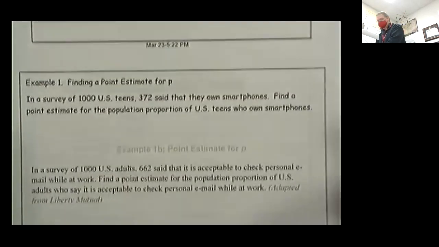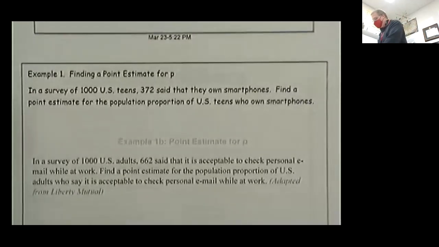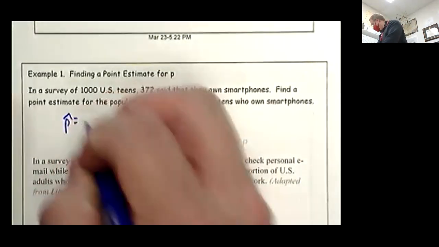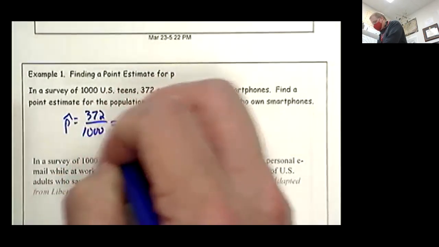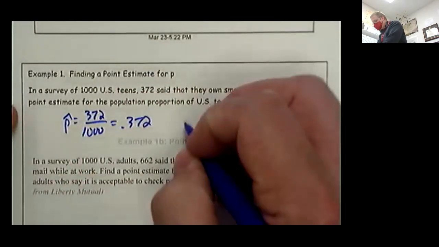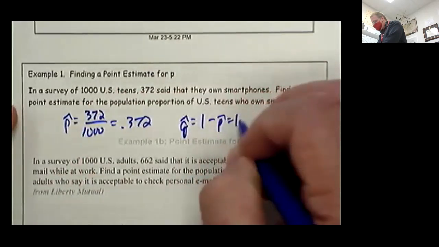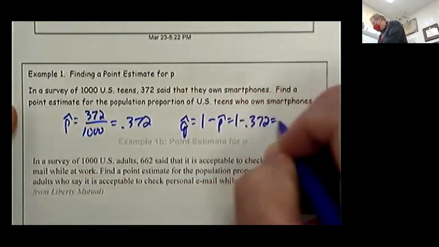We're going to start by finding some examples of P hat. In a survey of 1,000 US teens, 372 said that they own smartphones. Find a point estimate for the population proportion of US teens who own smartphones. Therefore, P hat is 372 over 1,000, which is 0.372. If we wanted to, we could find Q hat. Q hat would be 1 minus P hat, which is 1 minus 0.372, which is 0.628.